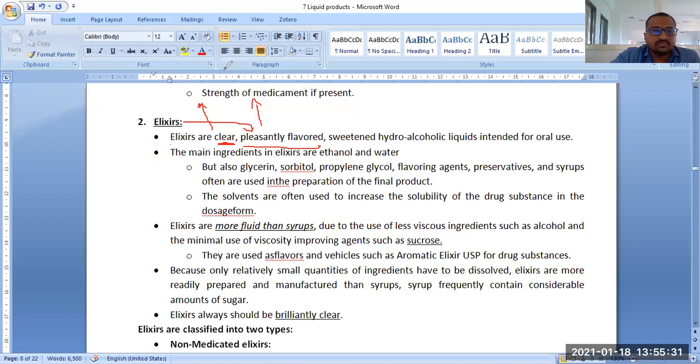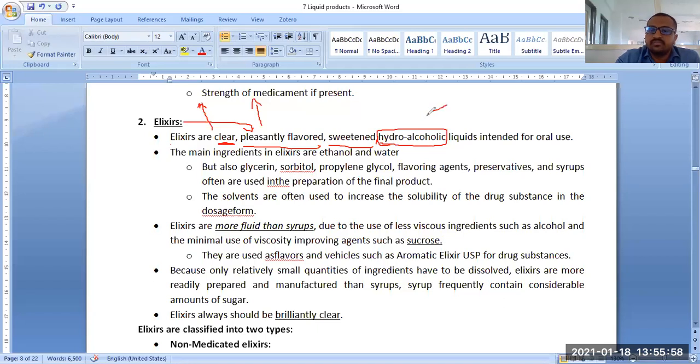Okay, sorry, there is a clear indication you have to use a pleasant flavor. आपको कोई फ्लेवर, अच्छा फ्लेवर हो, यूज करना पड़ेगा. Okay, next is sweetened. स्वीट टेस्ट होना चाहिए इसका. You have to use any sweetening agent to provide sweet taste. And most important, hydroalcoholic liquid preparation.